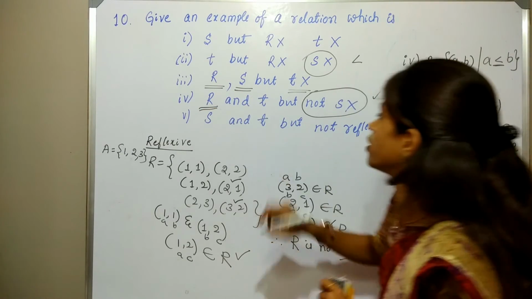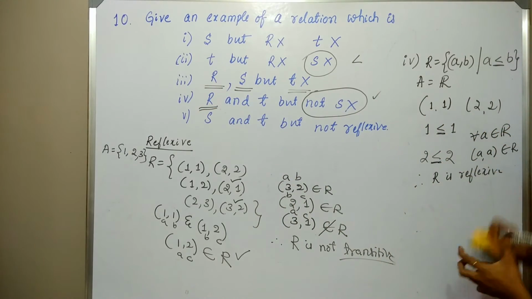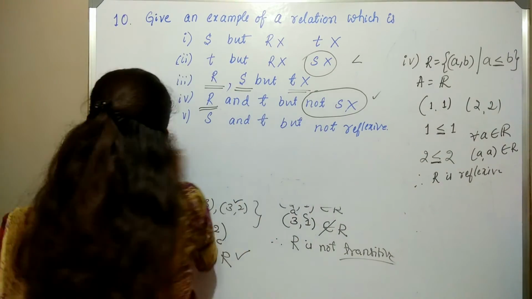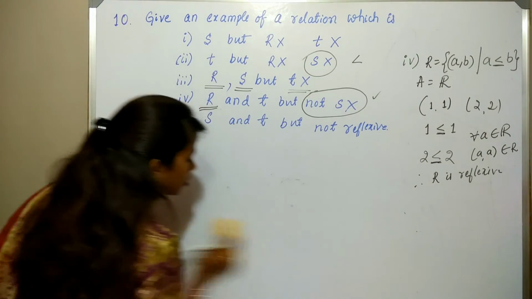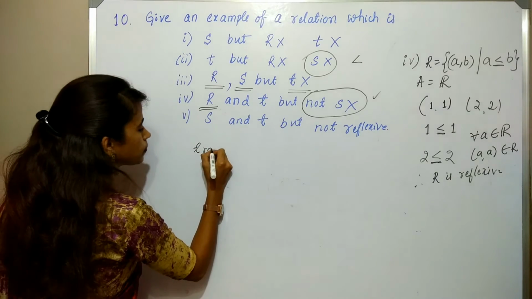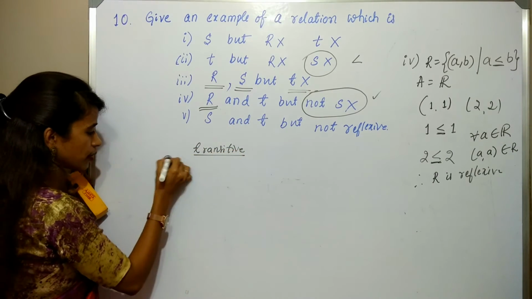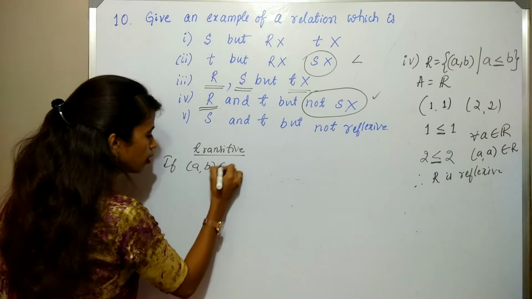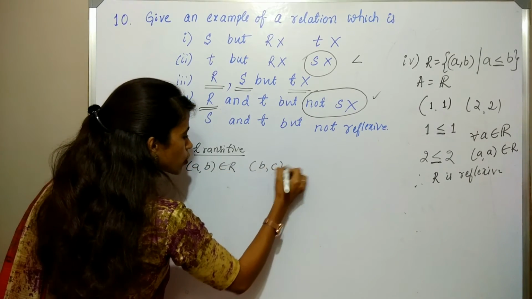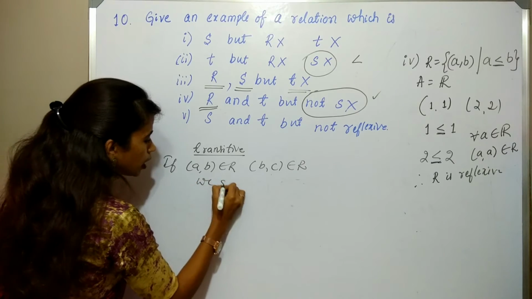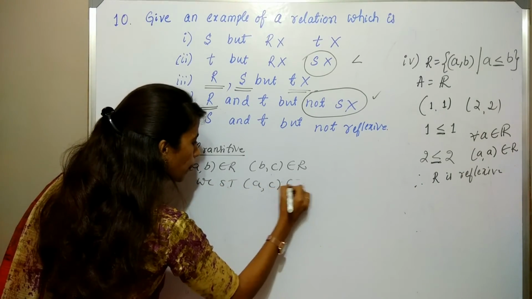Next, check for transitive. What is the transitive definition? If (A, B) belongs to R and (B, C) belongs to R, we show that (A, C) must be in R.